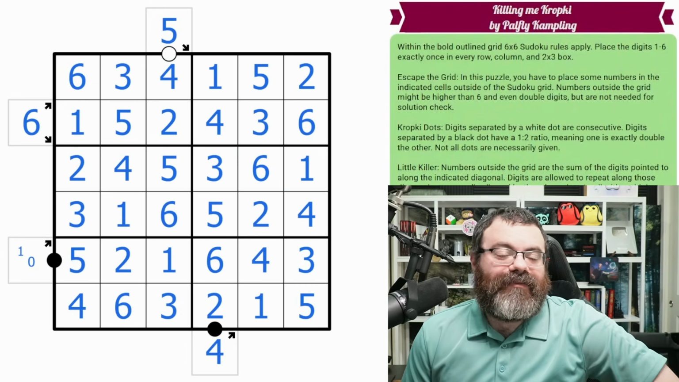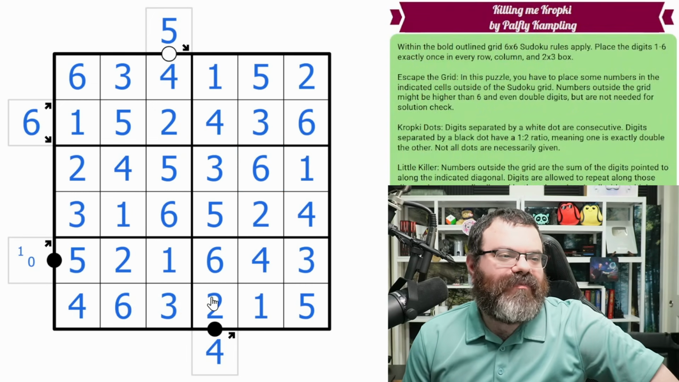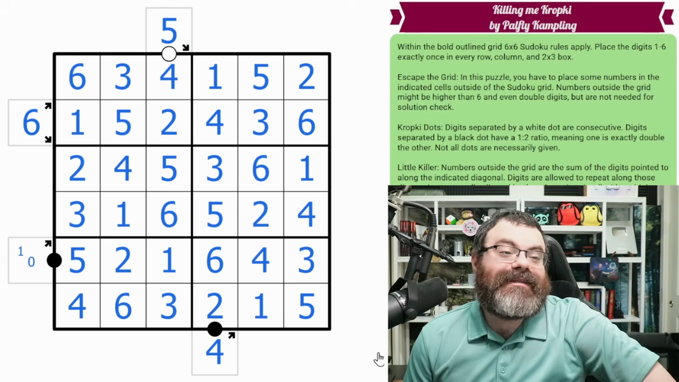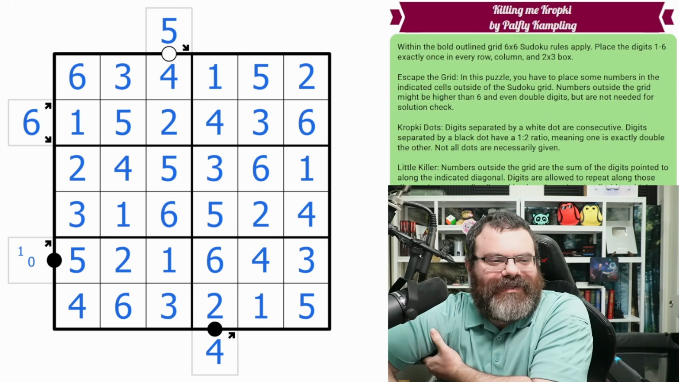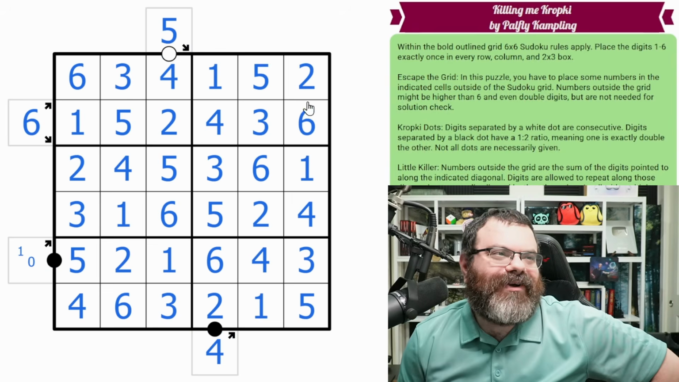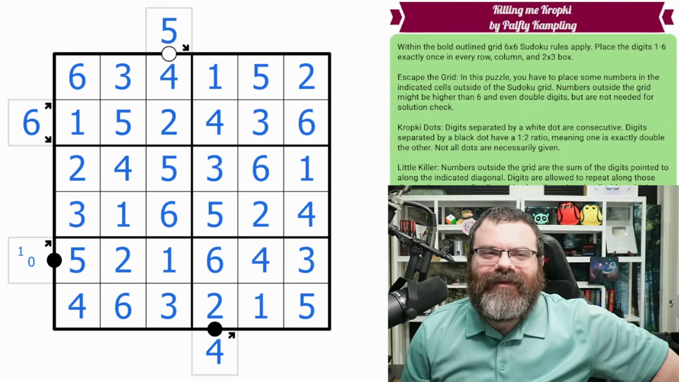Very nice, very nice puzzle, Palfly. It seemed so minimal. Like we just had these 3 dots and then just a few little killers, but definitely they were all minimized, and so we kind of flowed around. That was really neat. All right.